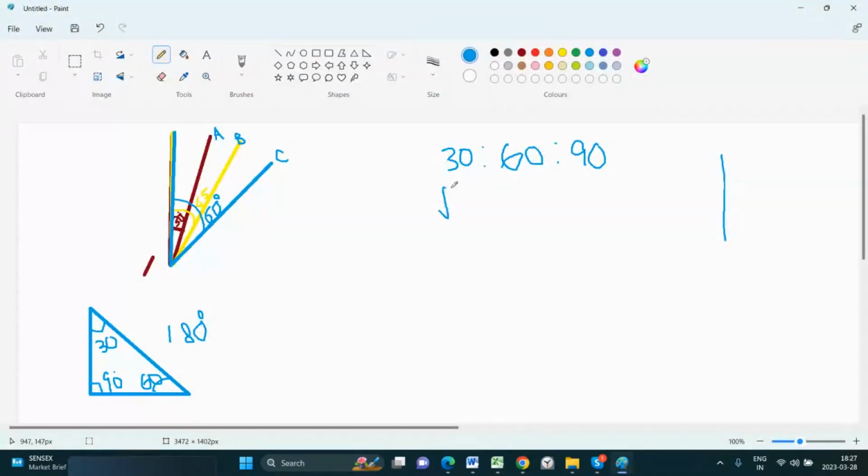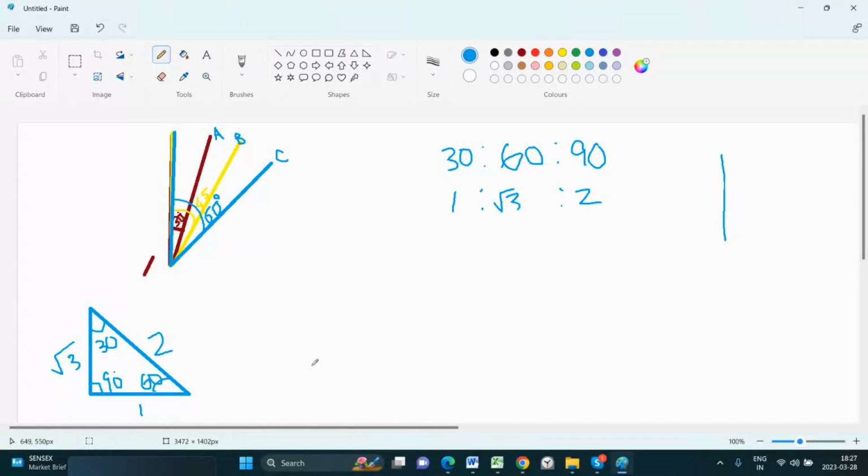So now 30, 60. இங்க என்ன பண்ணணும்னா 30க்கு அகேன்ஸ்டா 1 is to √3 is to 2. என்ன பண்ணுவோம்னா 30க்கு ஆப்போசிட்ல 1 போட்டுக்கோ, 60க்கு ஆப்போசிட்ல √3 போட்டுக்கோ. The hypotenuse is 2.